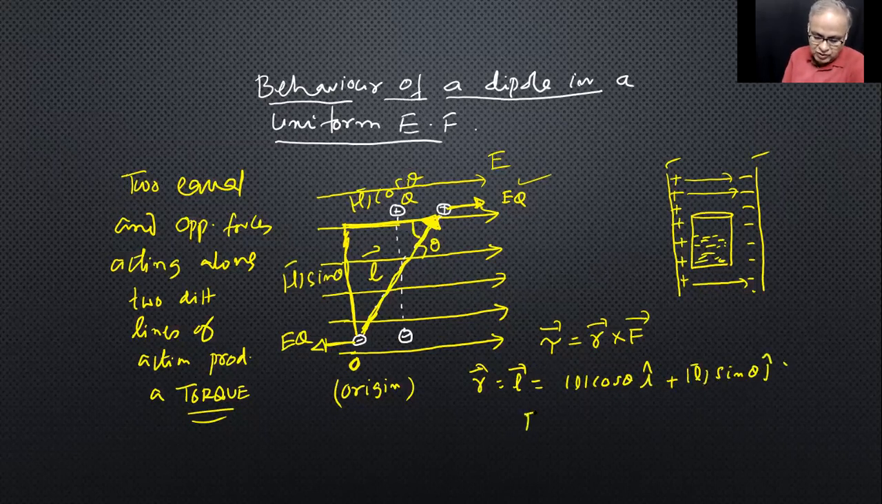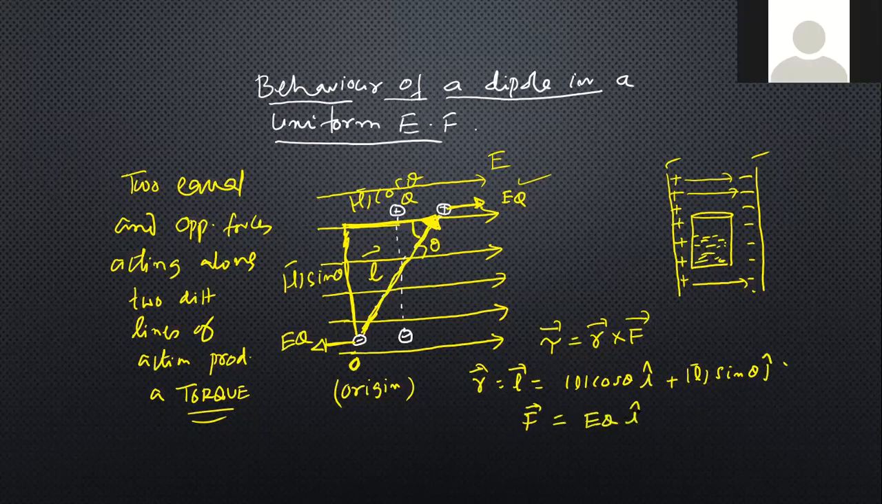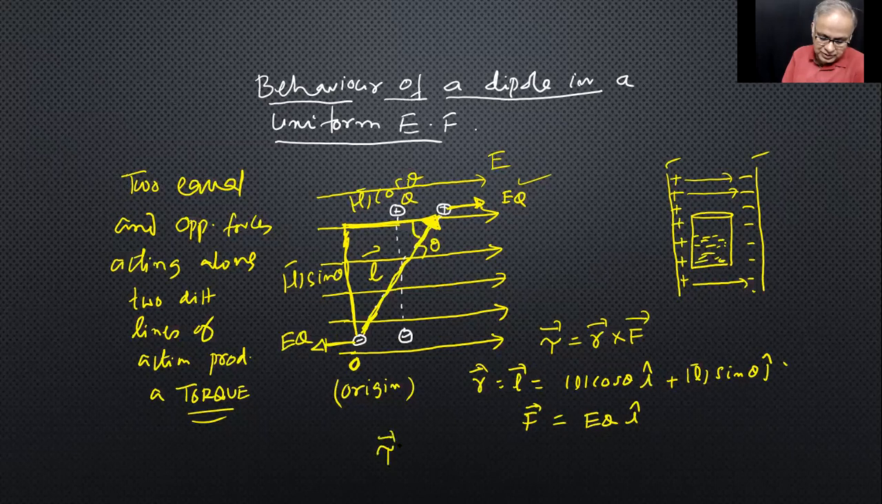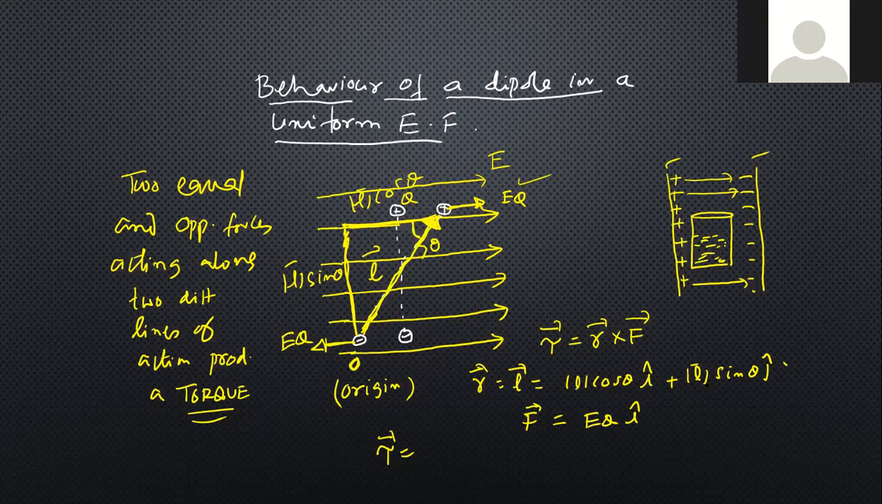And F equals how much here? This F you don't require because this is about this point only. Only this one you require, isn't it? EQ. Yes, sir. I bar, I cap. Now tau equals R cross F. Here itself you multiply. I cross I is 0. Isn't it? This one, L sine theta.